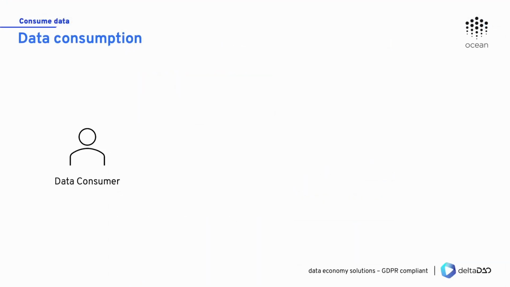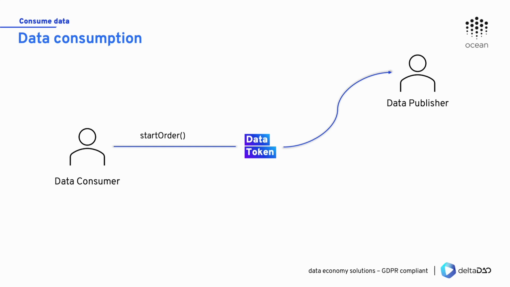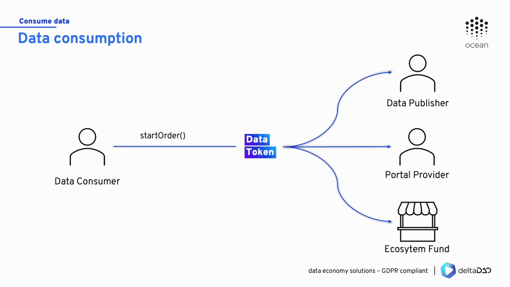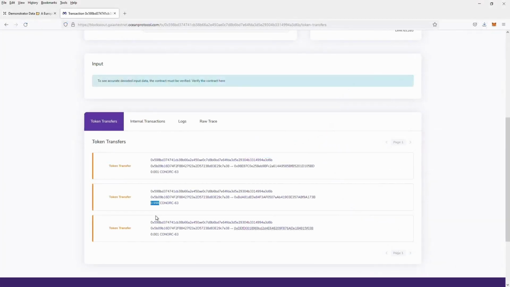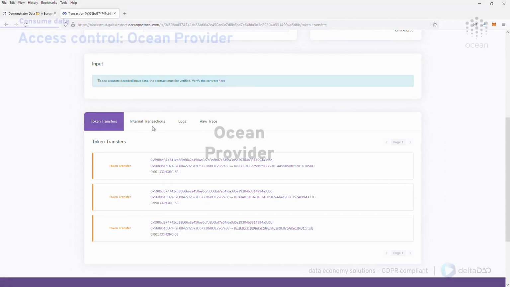The Gaia-X portal calls a function of the data token smart contract called Start Order on your behalf. It transfers the data token to the data publisher, but not the entire token. 0.1% goes to the market provider, and 0.1% goes to an ecosystem fund to support the sustainable operation of the network. Note that the payment in the form of data tokens directly goes to the publisher, market provider, and ecosystem fund without the need for an intermediary or third party.